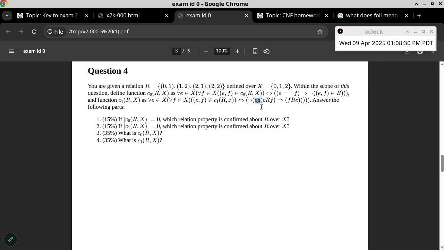What is it trying to confirm in that case? It is not symmetry. We got symmetry already. We got anti-symmetry already. We got reflexive, and we also have transitive. So that means this one has to be comparable. Okay, so let's see whether that makes sense or not. So this negation is negating ERF. This negation, on the other hand, is negating the entire implication.